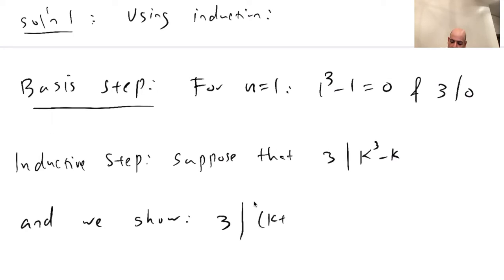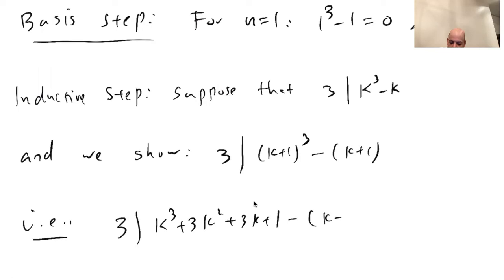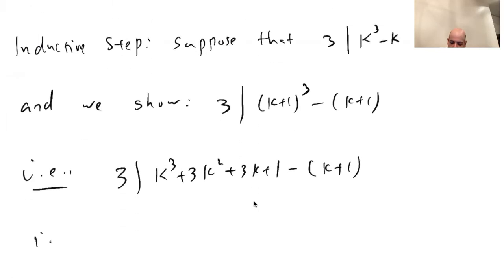So k plus 1 means (k plus 1) cubed. 3 divides (k plus 1) cubed minus (k plus 1). Now, what does that mean if I simplify with a little bit of algebra? If I expand that, that's k cubed plus 3k squared plus 3k plus 1 minus (k plus 1). And 1 cancels with 1, so take this term along with this term together. 1 minus 1 is 0. And then plus 3k squared plus 3k.